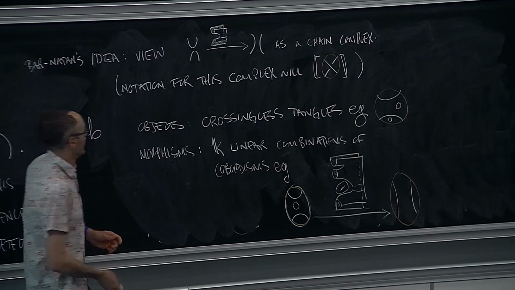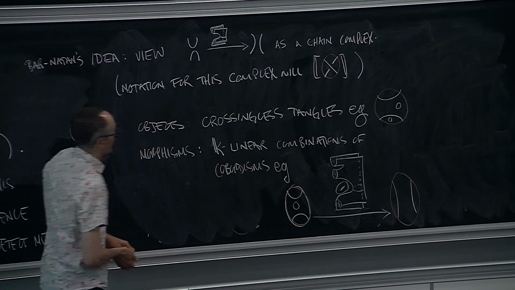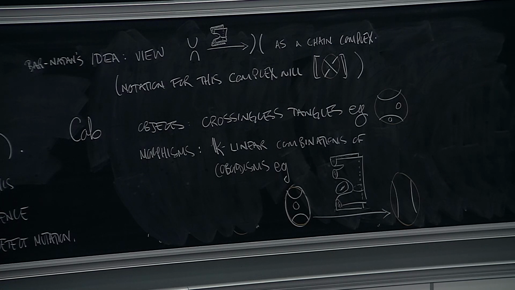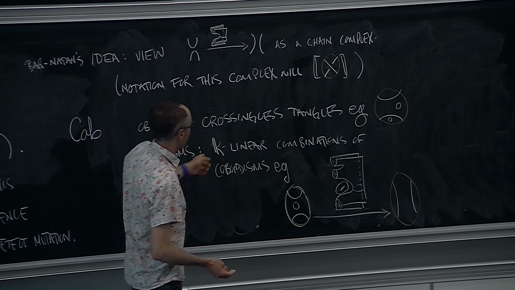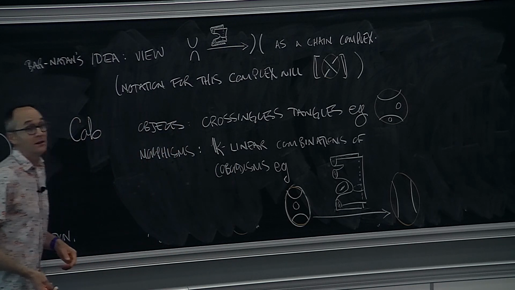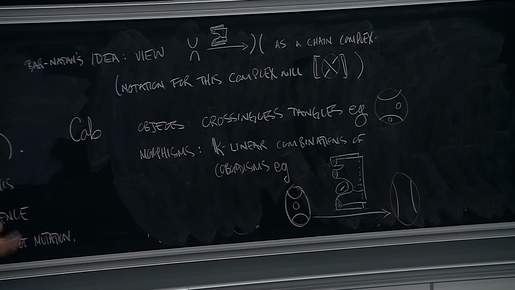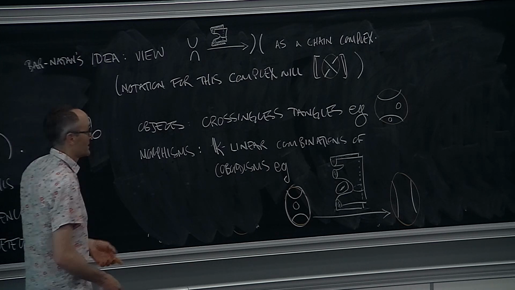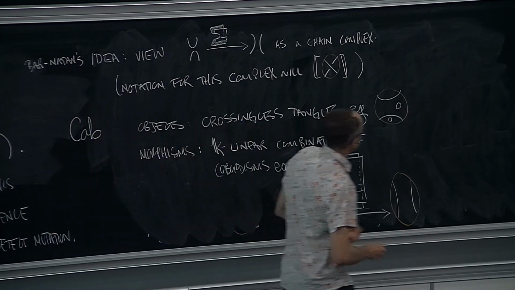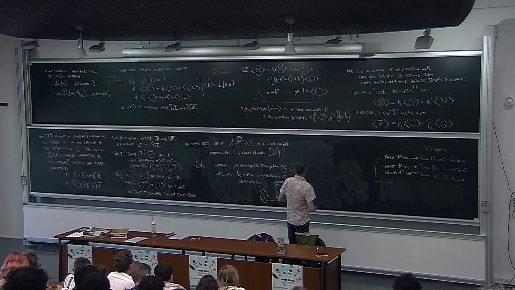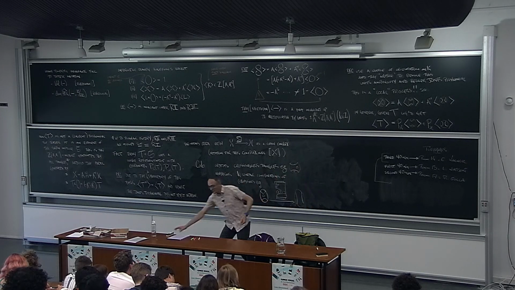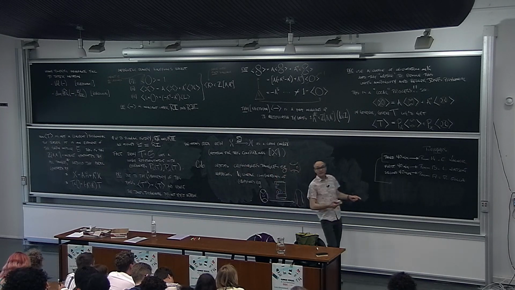But again, just like in Claire Amiot's lectures last week, this category is souped up. It's enriched over vector spaces in the field K. So linear combinations of these things make sense. And the reason I need linear combinations is I have to add a couple of relations. I'm going to erase this.